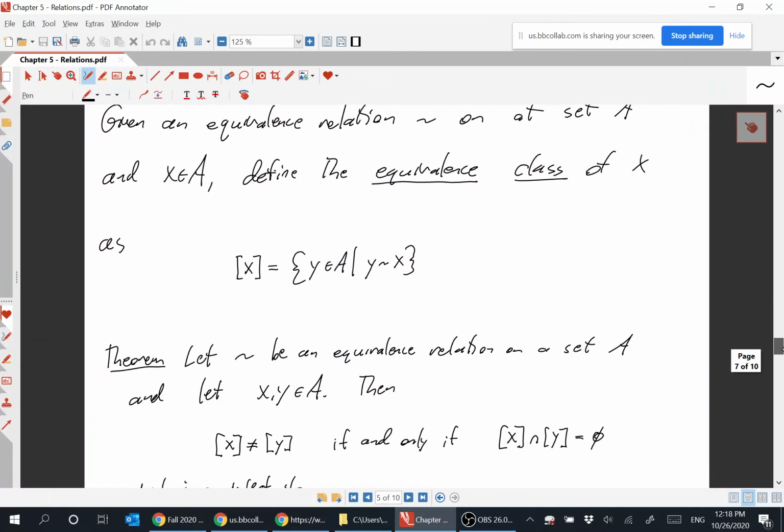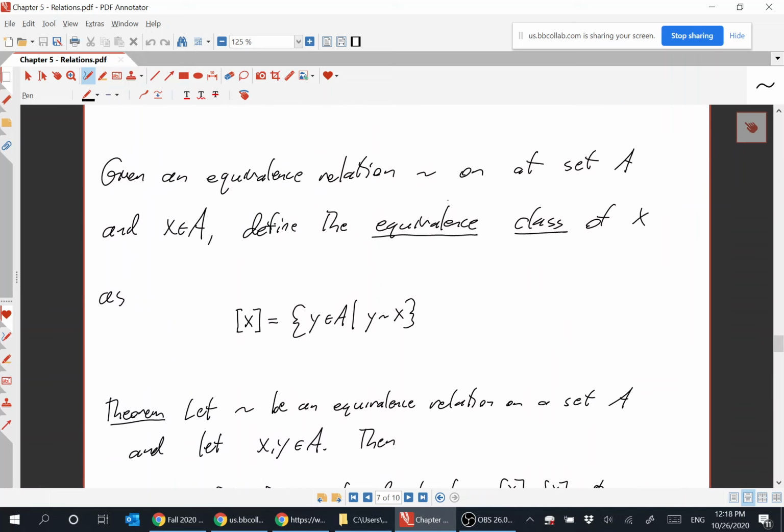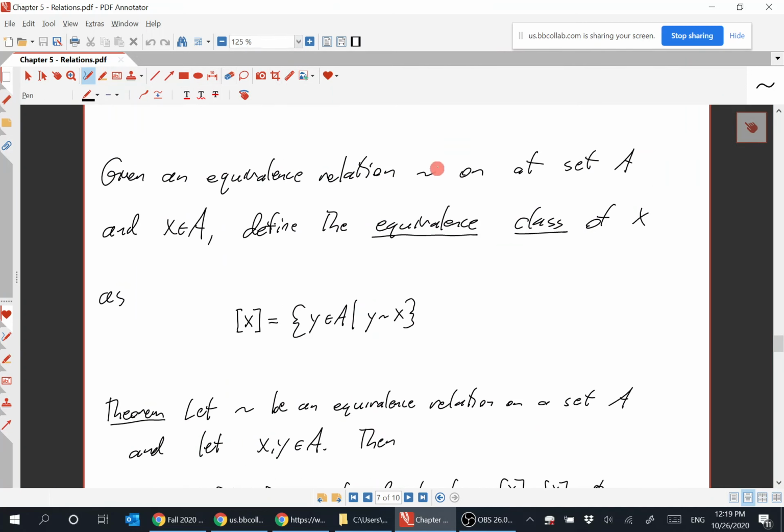And then we defined these things called equivalence classes. So given an equivalence relation, twiddle, on a set A and X in A, define the equivalence class of X as this. It's bracket X. It's the set of all Y such that Y is related to X.